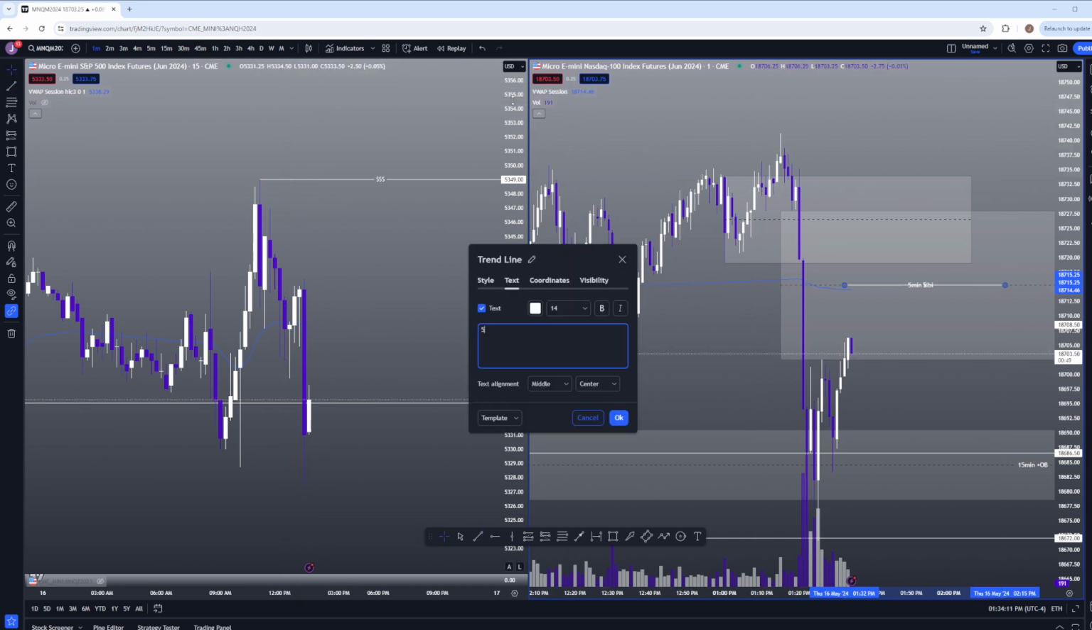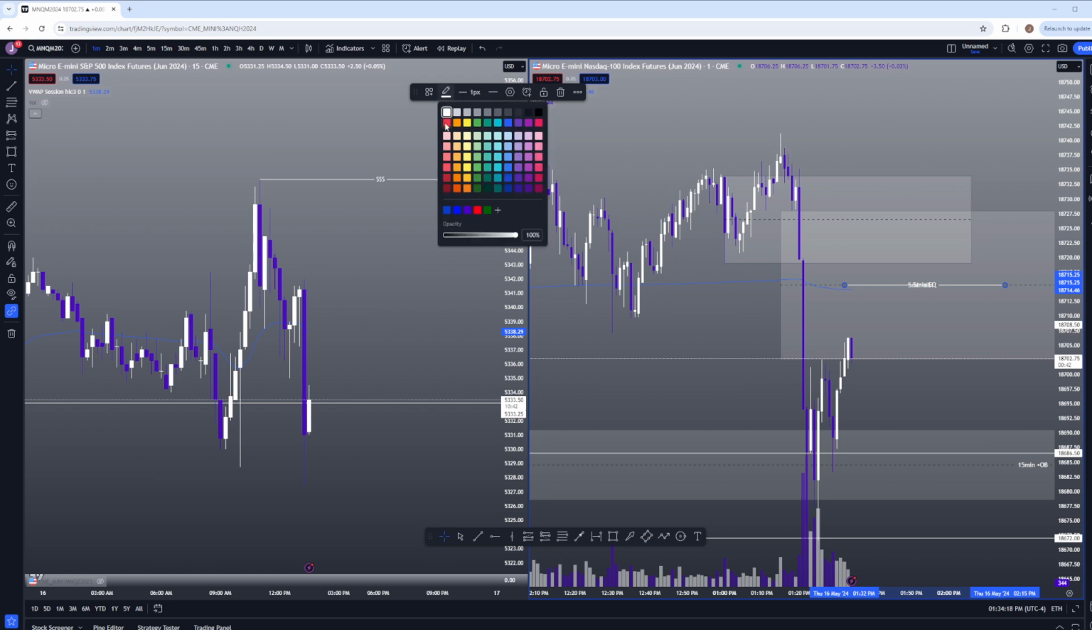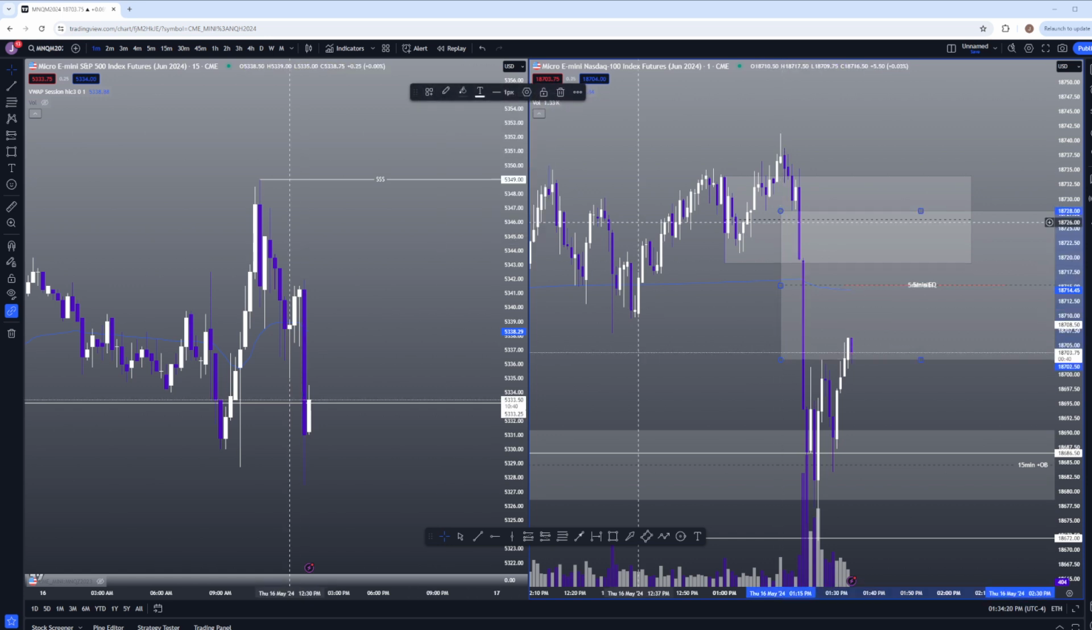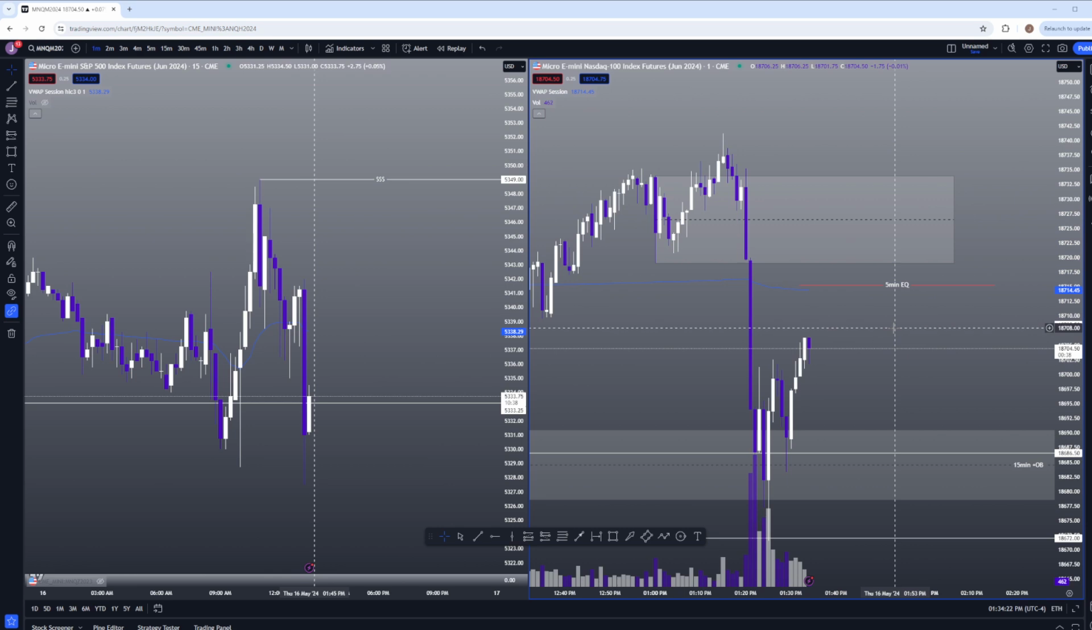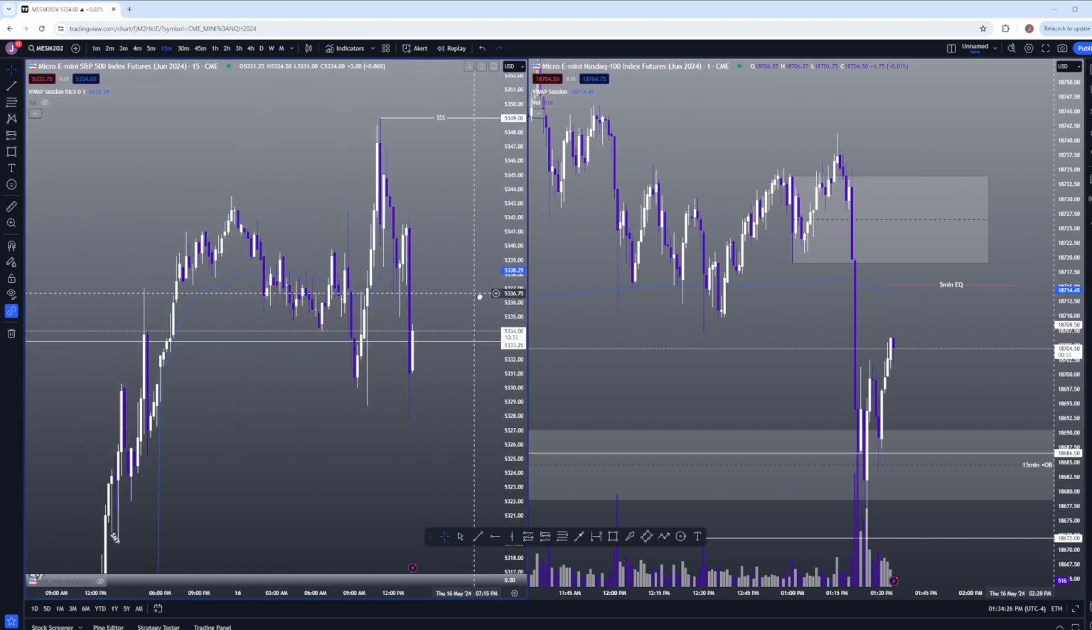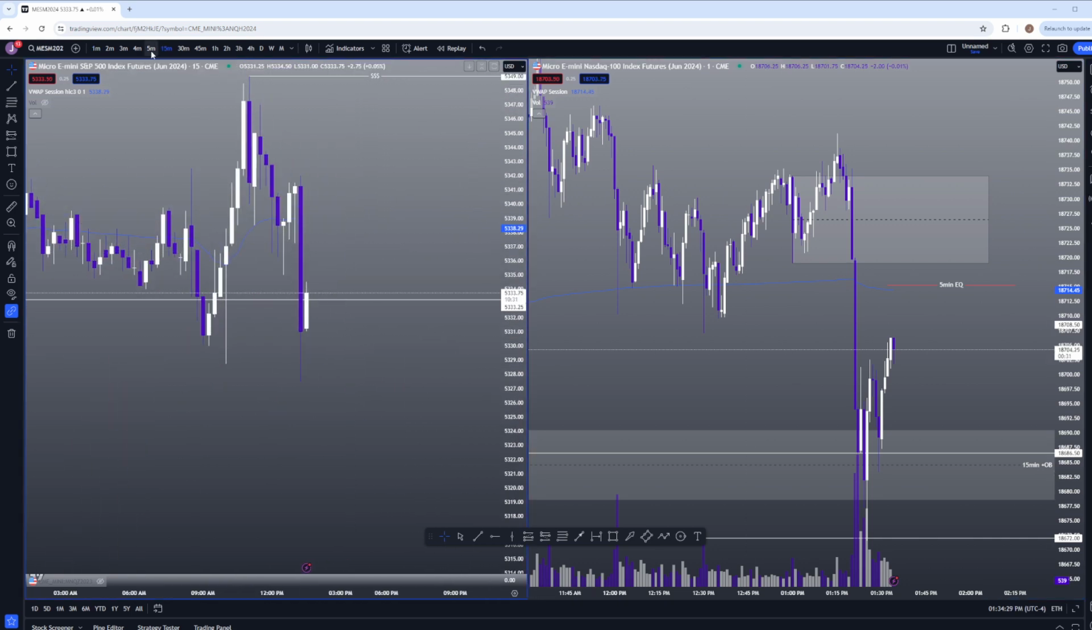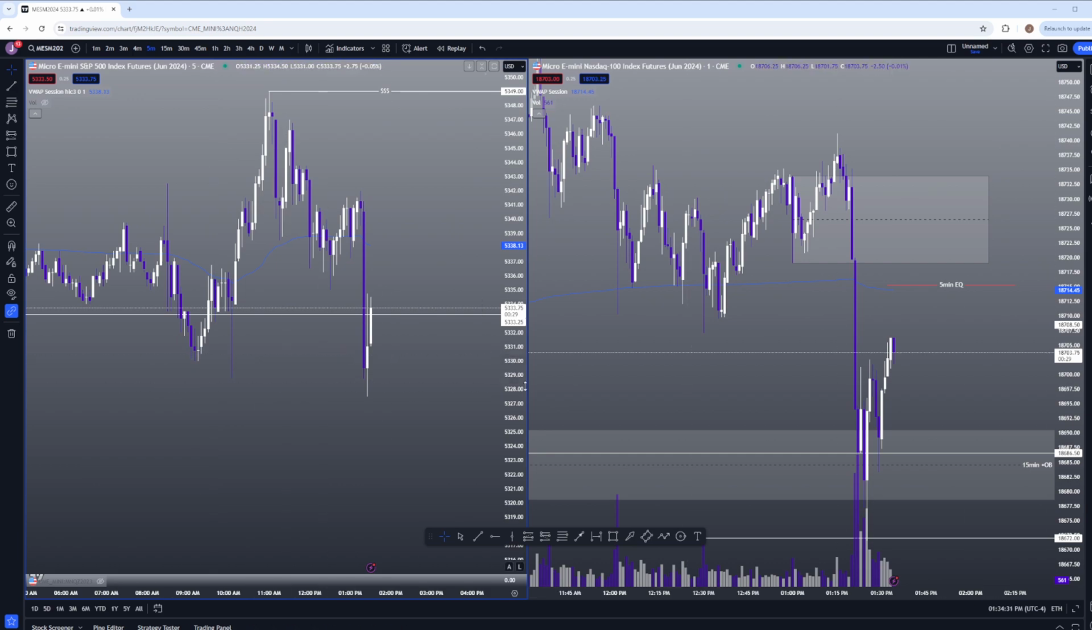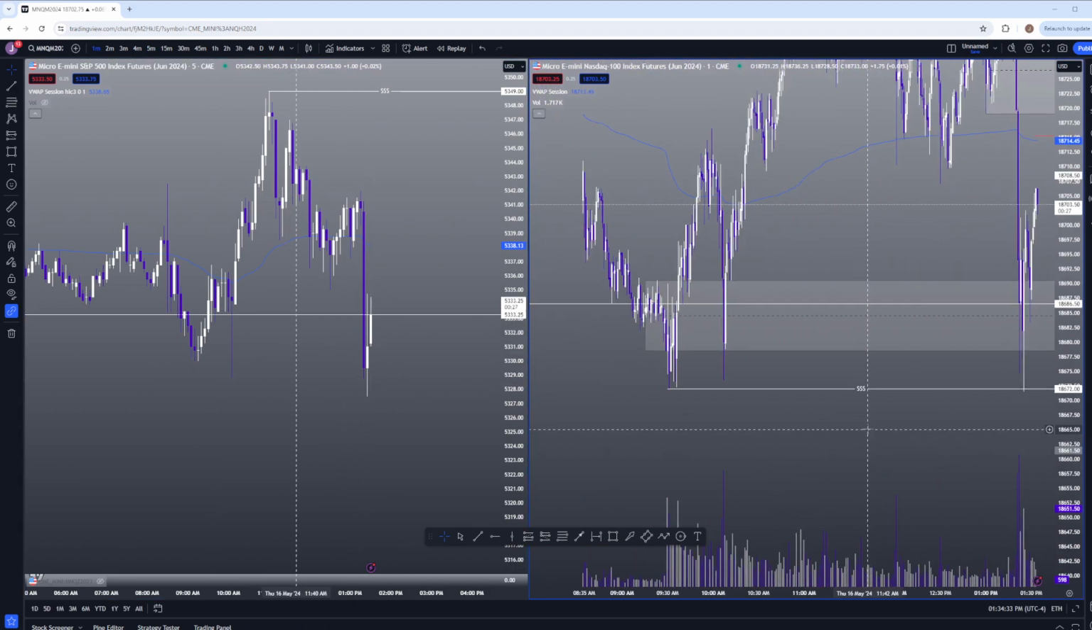All right, so this is that 5-minute EQ here. And I'm gonna turn that red. I'm gonna get rid of this box here. All right, so this is that 5-minute EQ. We did get some SMT, right? SMT here down on ES and NQ. ES swept these lows. NQ did not.